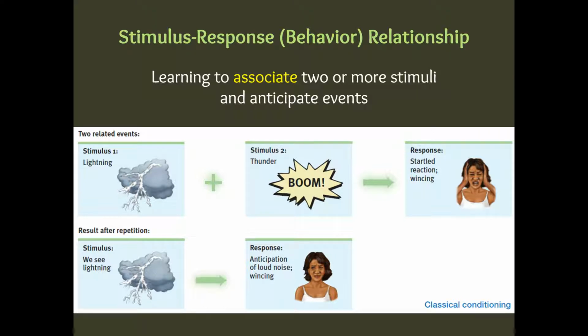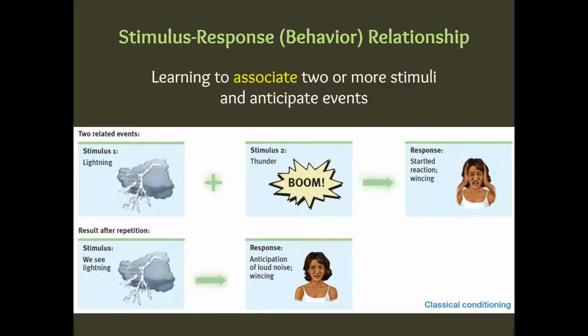So let's take the stimulus of lightning. There's a flash of light. This by itself might not mean anything to you, right? But because it is then followed by a boom, right? Really loud bang, right? What's our reaction to a really loud bang? Well, we get startled, we wince, we maybe cover our ears. If you're a little kid, you maybe start crying, right?